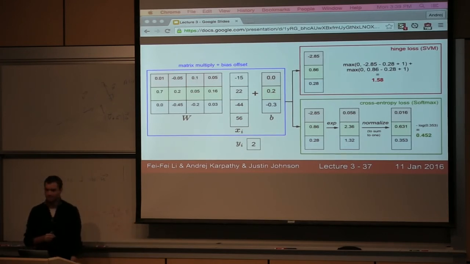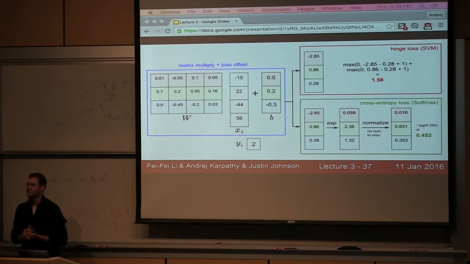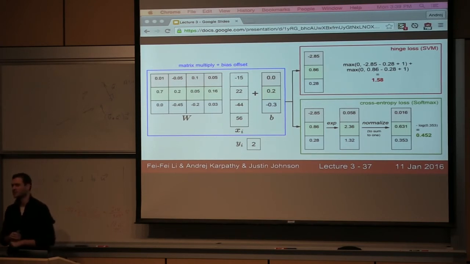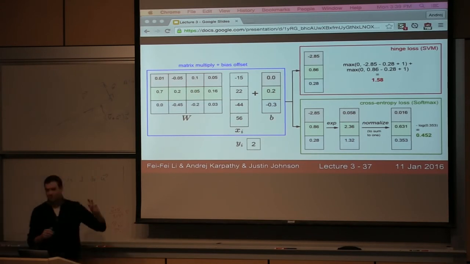Go ahead. Why do we take the log function, even if the final value tells us the probability, like 0.631 is the highest number and is more likely to be the answer? Sorry, I didn't catch your question fully. Why do we have to take the log function at the end? Why do we want to maximize log probabilities instead of probabilities directly?